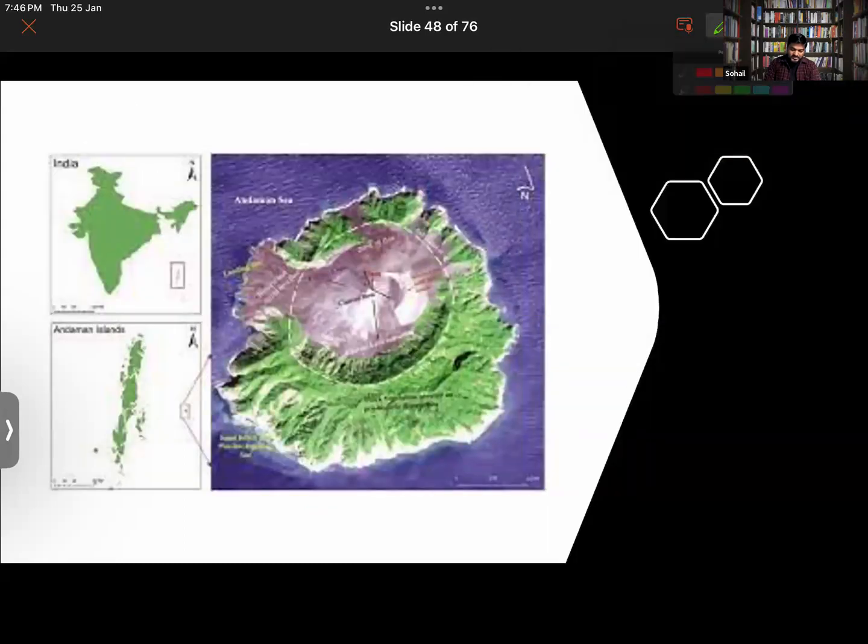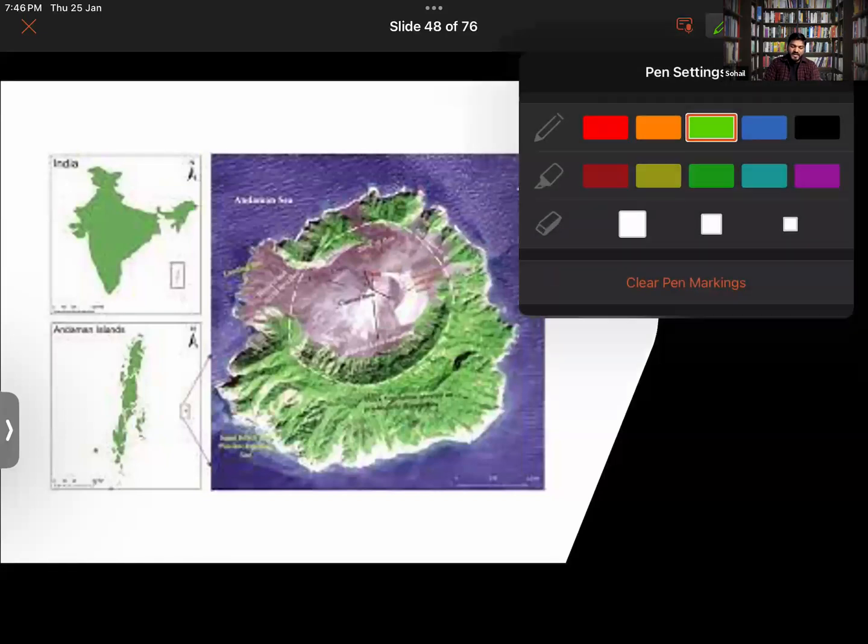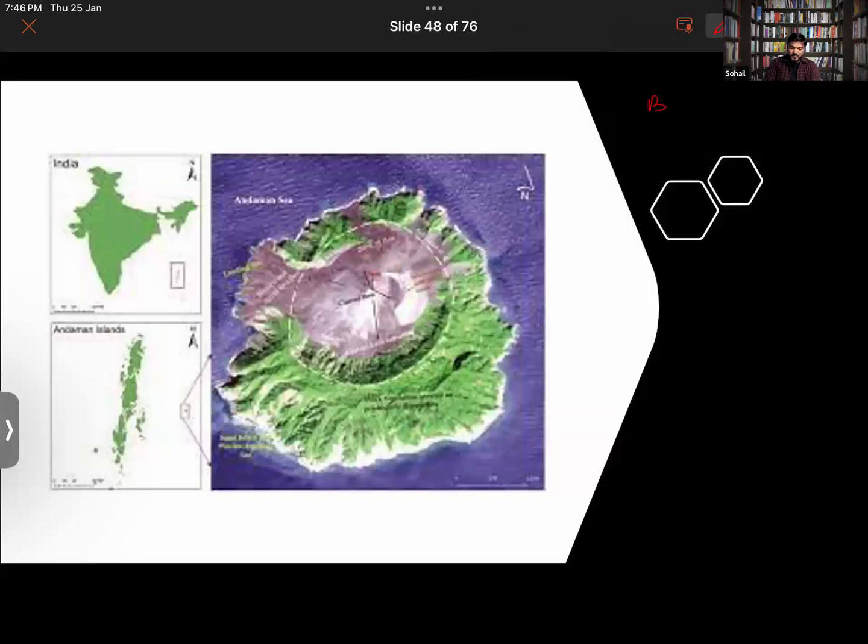Now, one of you asked me about the active volcano in India. In India, there is only one active volcano, that is in the Andaman and Nicobar Islands. That is the Barren Island volcano. It's active.